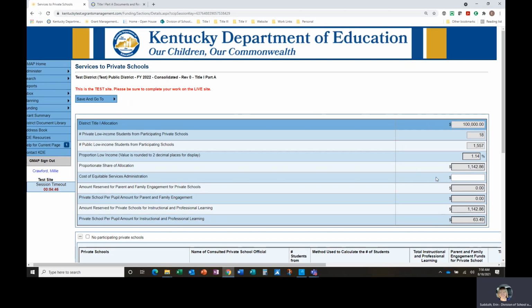If not, what's effectively happening is that a portion of funds intended for the district and the public schools is being used for the private school students, and that's not equitable.